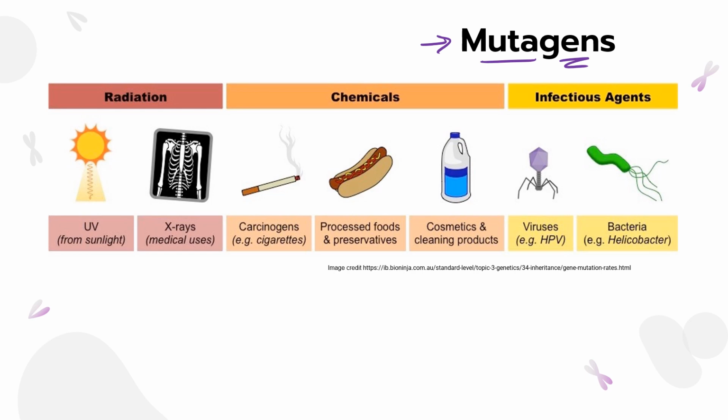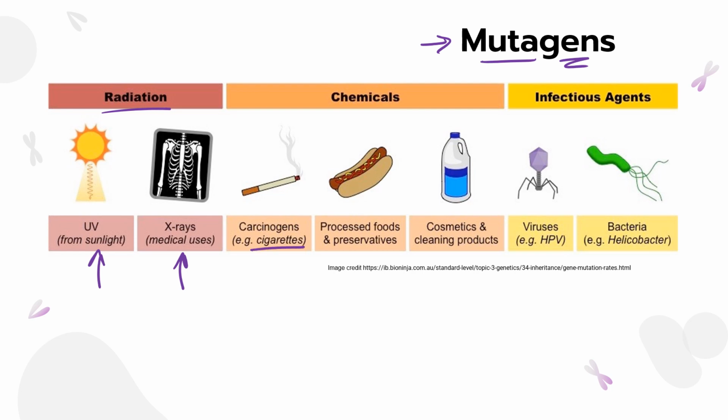mutagens as well. Radiation is one, which is super interesting because radiation can cause cancer, but then we also use radiation to kill cancer. UV rays from sunlight, please my friends, sunscreen every single day. Overusing X-rays can also lead to some radiation impacting our DNA health.